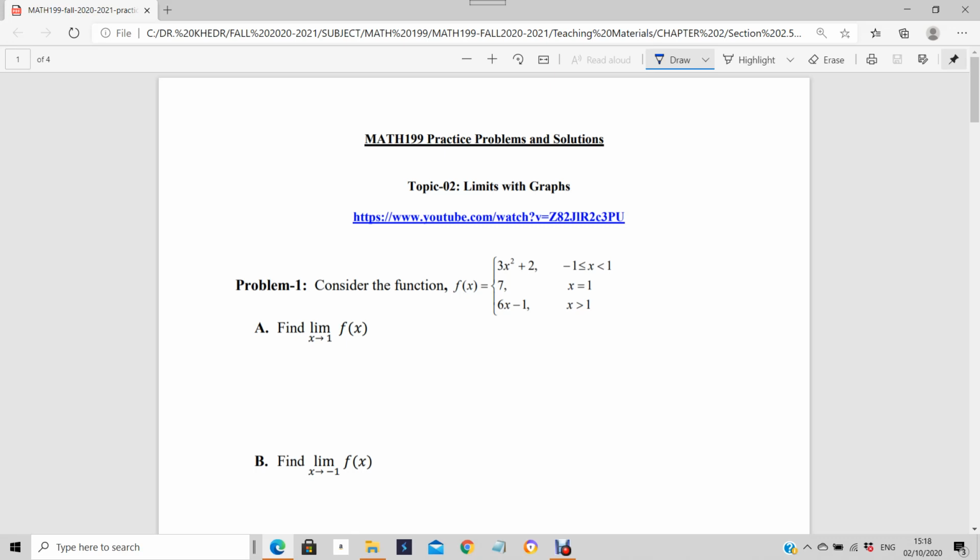So let's start with problem number 1. Consider the function f of x equals 3x squared plus 2 for x greater than minus 1 and less than 1. f of x equals 7 when x equals 1. f of x equals 6x minus 1 if x is greater than 1. This kind of function is called a piecewise defined function. The domain of the function here is from minus 1 to 1. So we write domain equals minus 1 to 1.